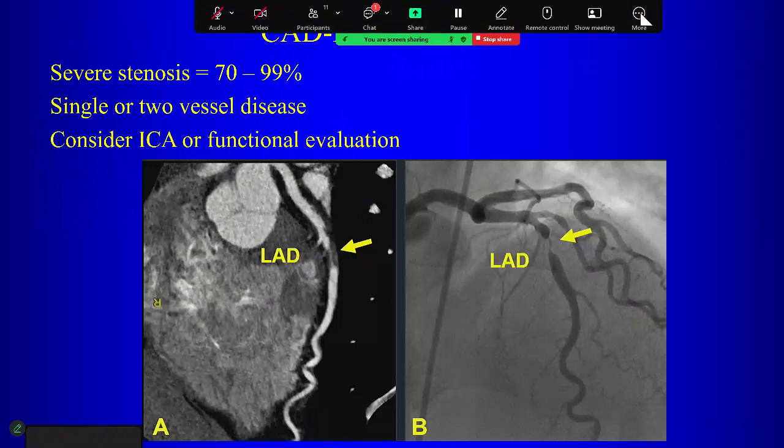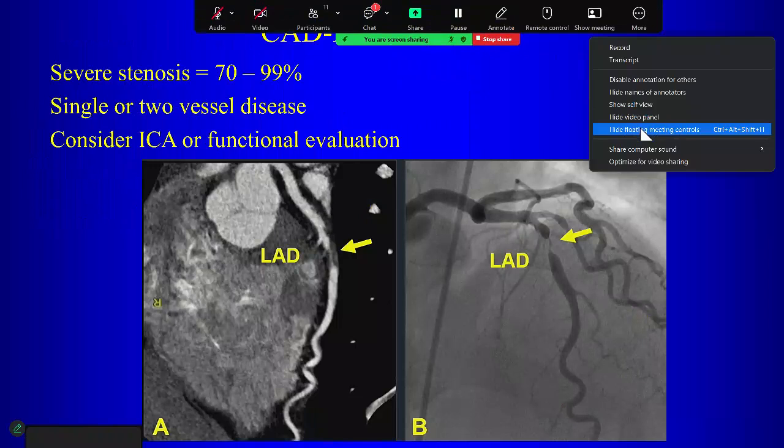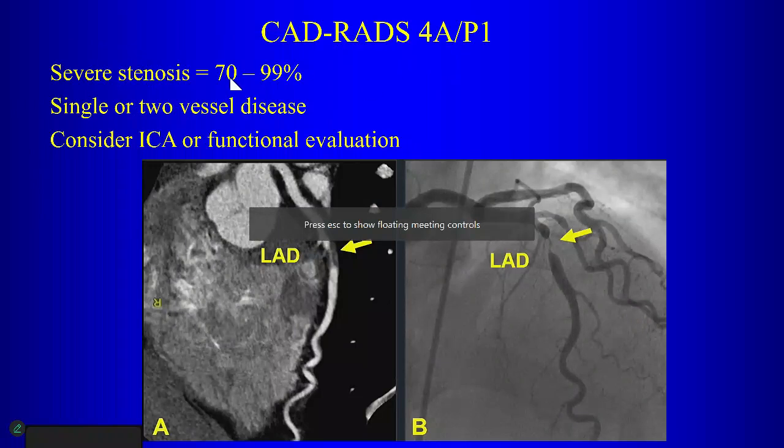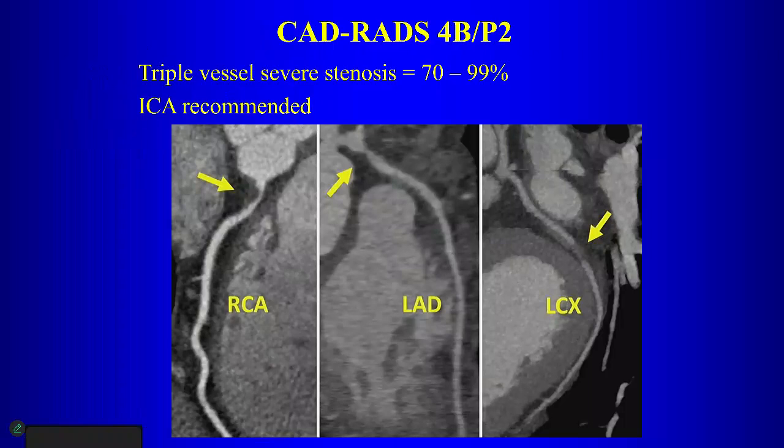CAD RADS 4, so this is when you have stenosis 70 to 99%, might be single or two vessel disease. So here also further imaging with invasive coronary angiography or functional evaluation is recommended. And then a 4B is if you have triple vessel disease or if you have disease in the left main.